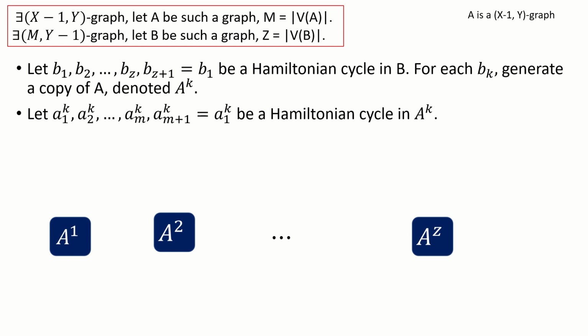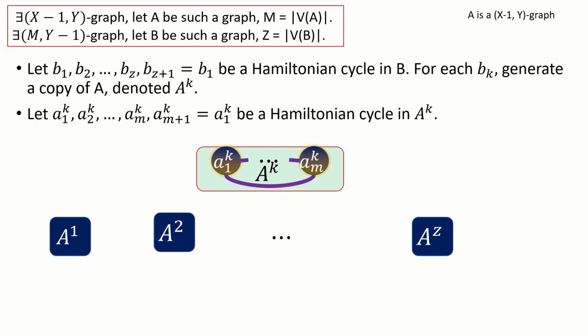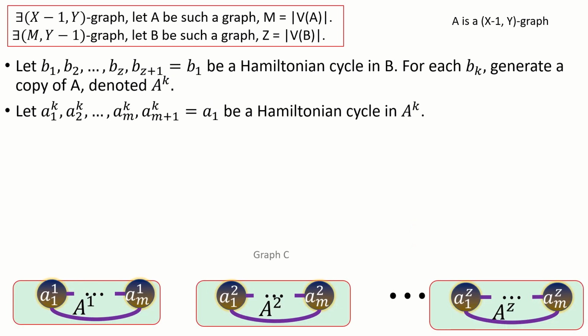Recall that A is also Hamiltonian, so we can visually represent each copy of A with its Hamiltonian cycle. Now, so far in graph C, all of the vertices have degree x minus 1, as graph A was (x minus 1)-regular, and the girth is still y.